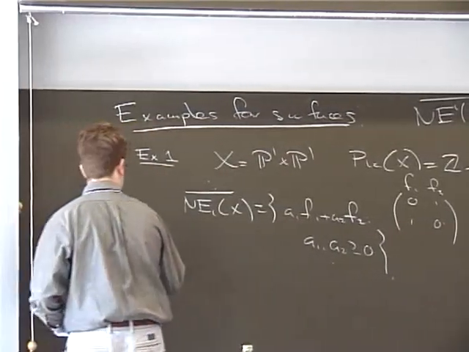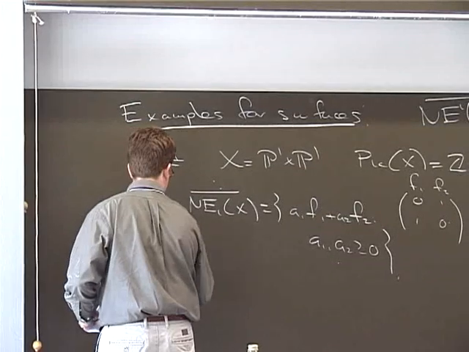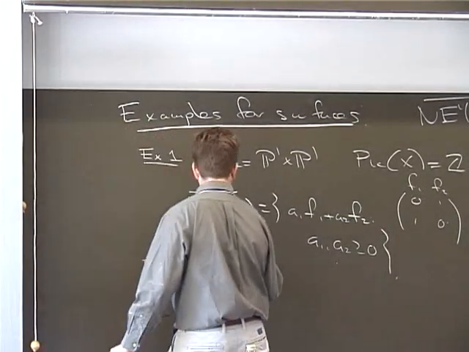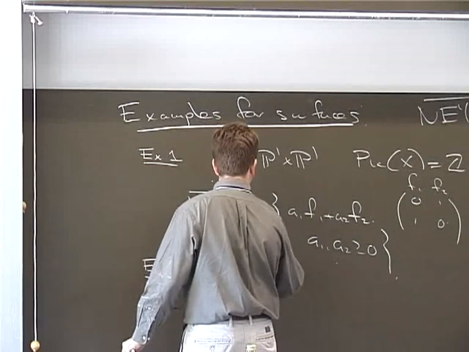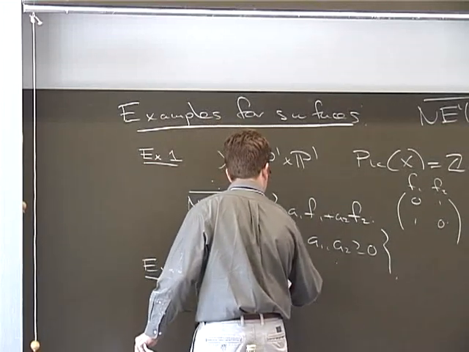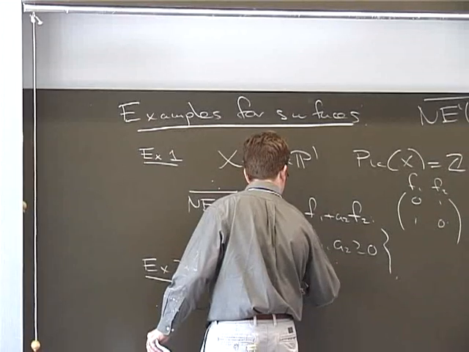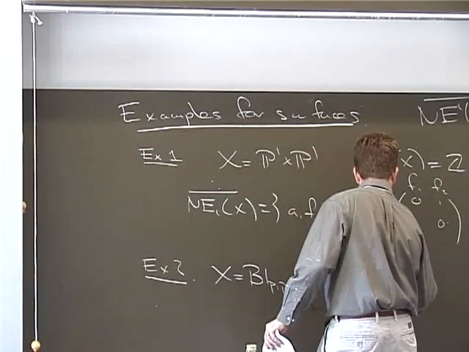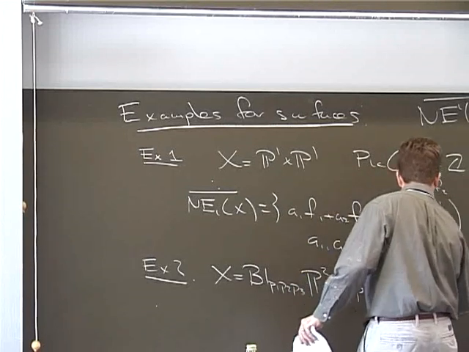So let me give another example. Let's take P2 blown up at 3 points. Here, let's assume that P1, P2, and P3 are not collinear.